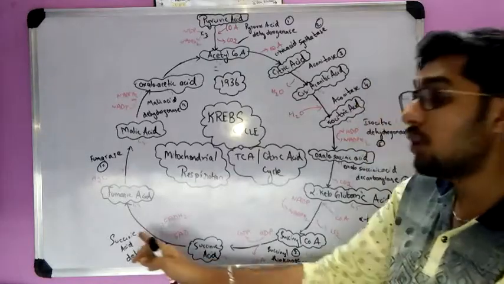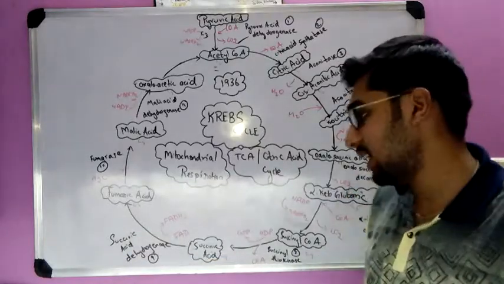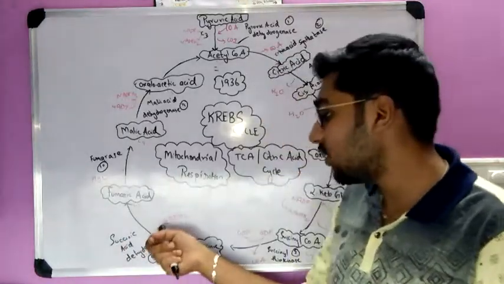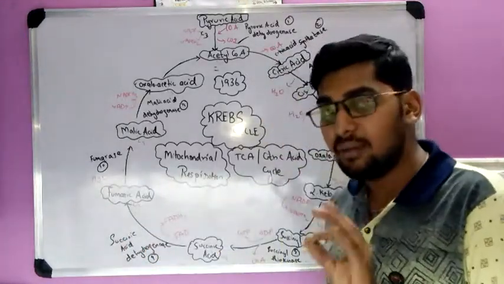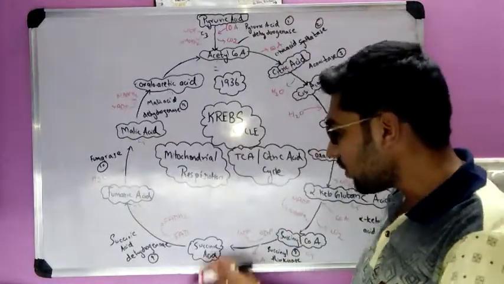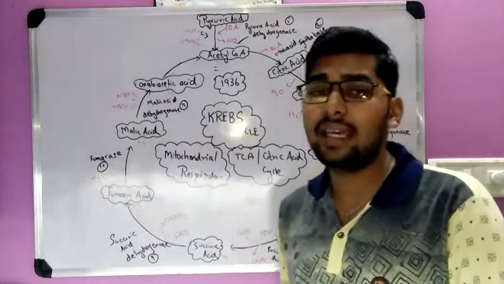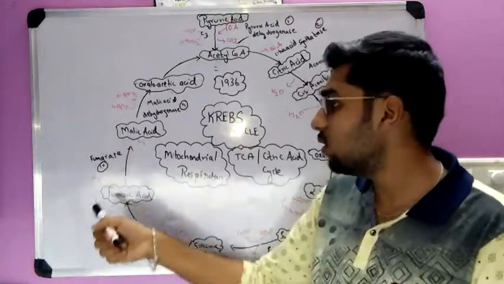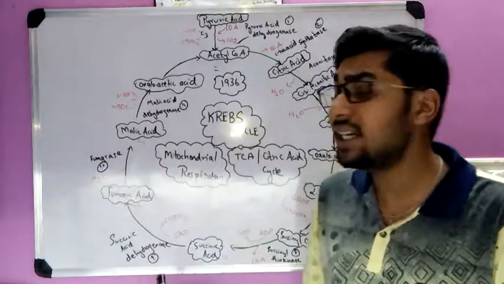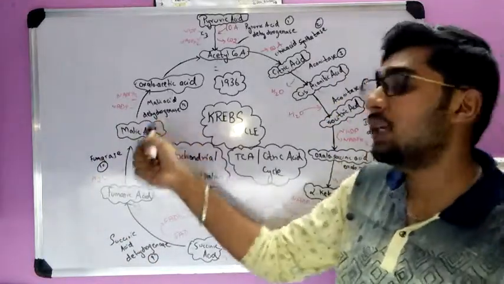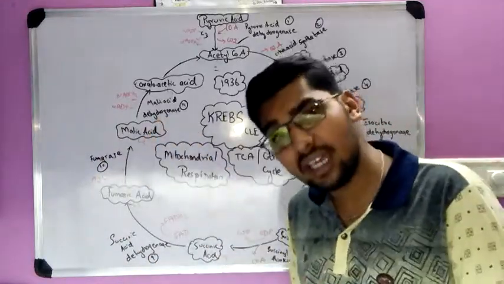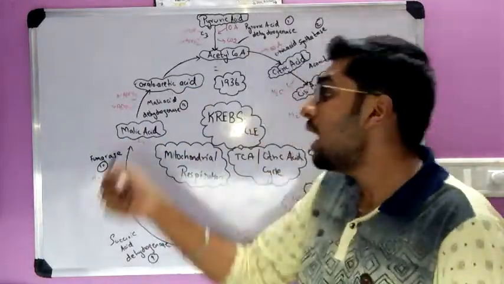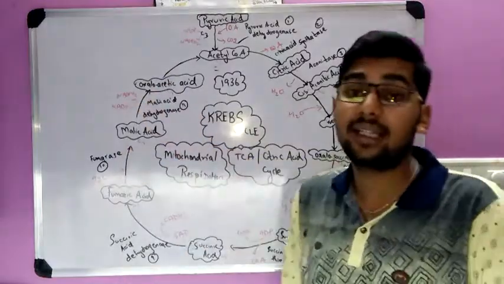Succinic acid in the presence of succinic acid dehydrogenase. Dehydrogenase means the hydrogen is removed and this hydrogen is now accepted by FAD. FAD becomes FADH2. So succinic acid becomes fumaric acid. This fumaric acid in the presence of enzyme fumarase takes a water molecule and becomes malic acid. Malic acid in the presence of enzyme malic acid dehydrogenase undergoes dehydrogenation. That hydrogen is accepted by NADP to form NADPH2 and malic acid becomes oxaloacetic acid.